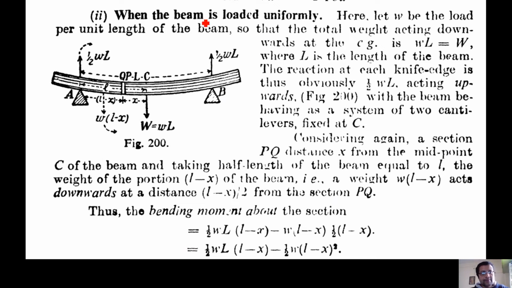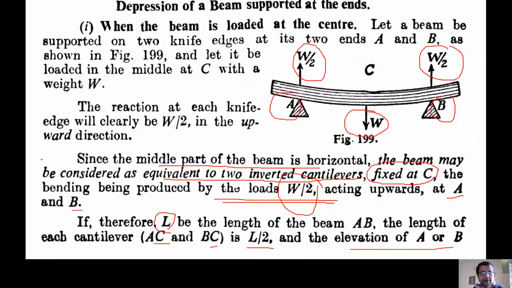Now the second case, case 2. In the earlier case we said that the weight is applied just at the center of the particular beam. So you have this earlier diagram, where W is applied at the center of this particular beam.